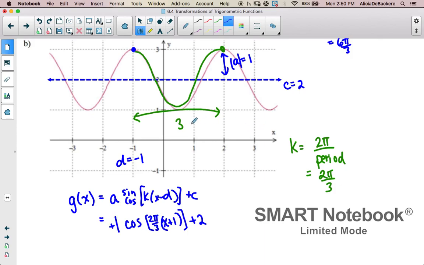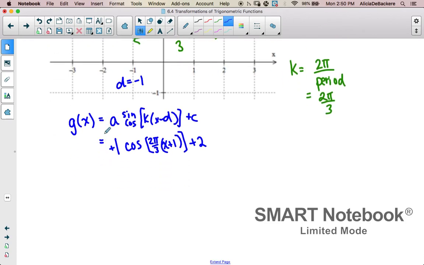Remember that whenever your x-axis ends up with no pi's, it means that your k had a pi in it. And so I can clean this equation up and just say that it's cos of 2 pi by 3 times x plus 1. And that k value, of course, is factored in. All right, and that's it for lesson 6.4. Enjoy your homework.